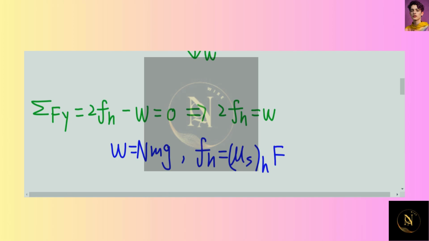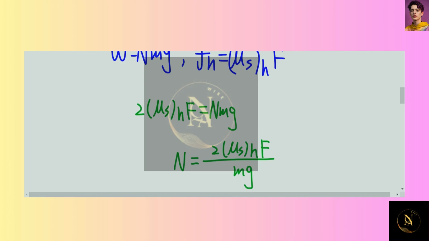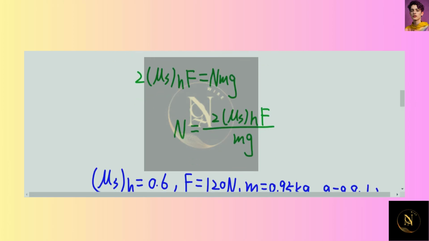Remember, so now the W can be equal to capital N mg. Capital N here is the maximum number of the books that can be placed in the stack. And FH can be equal to mu SH times F. So we have 2 mu SH F is equal to N mg. So if we do some arrangement here, we have N is equal to 2 mu SH times F over mg.